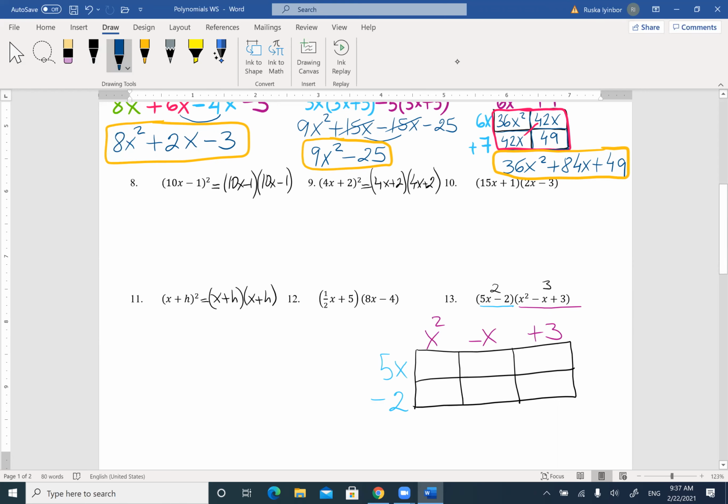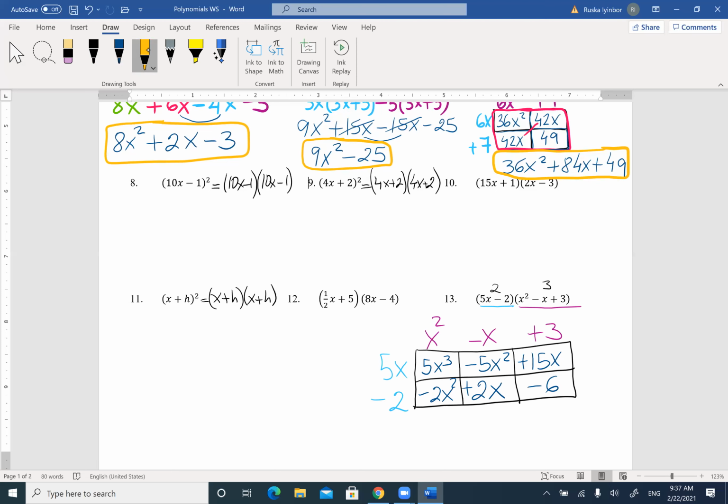5x times x squared is going to be 5x cubed. Then over here is going to be 5x times negative x is negative 5x squared. And then it's going to be 15x, a positive 15x, right? Then you're going to do the second row, it's negative 2x squared. And then negative times negative, it's positive 2x. And this is negative 6.